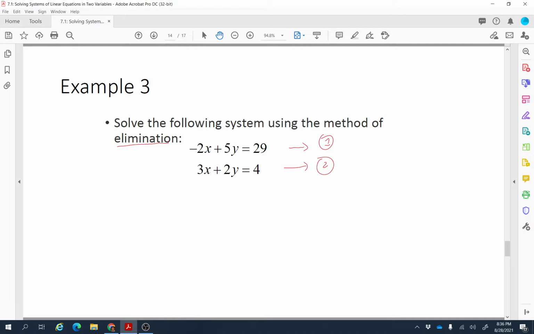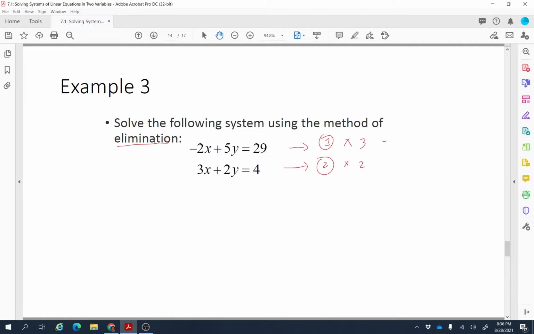If I want to eliminate x, then I need to multiply the first equation by 3. That's why I will get negative 6 in front of x, and the second equation by 2, and that's how I get the 6x for the second equation. So let's multiply the first one by 3 and the second one by 2. When we multiply, we need to multiply every single term of the first equation or second equation by these numbers.